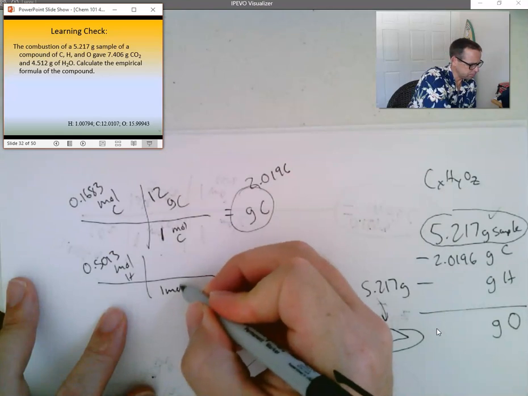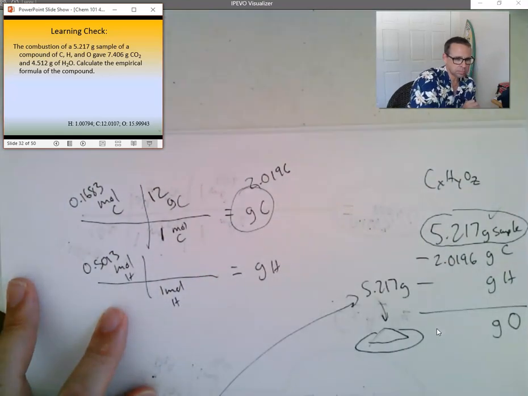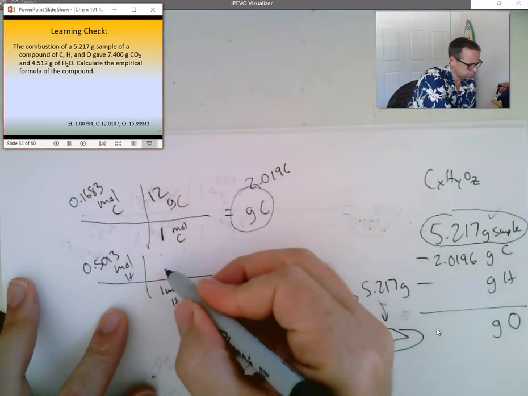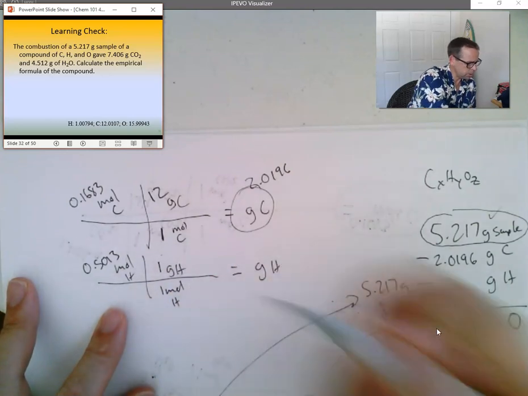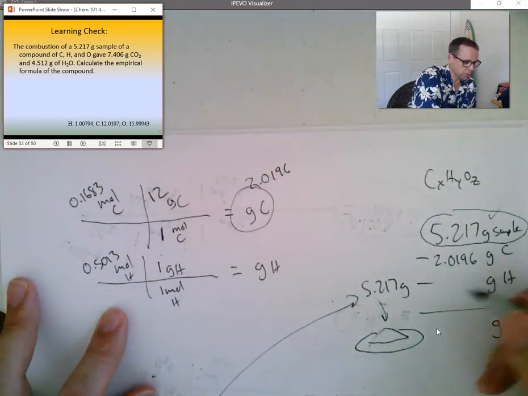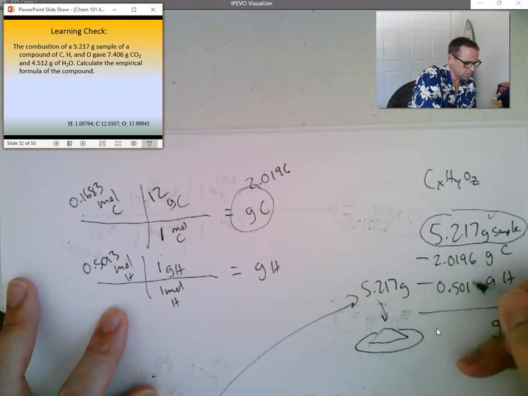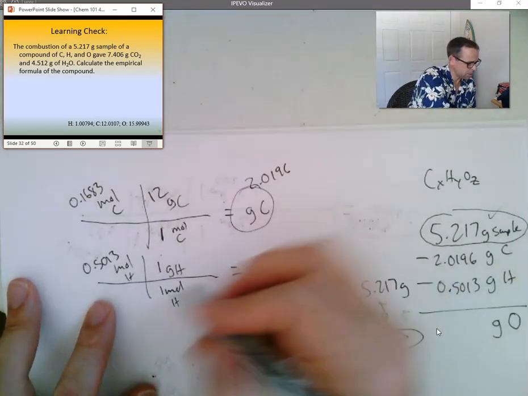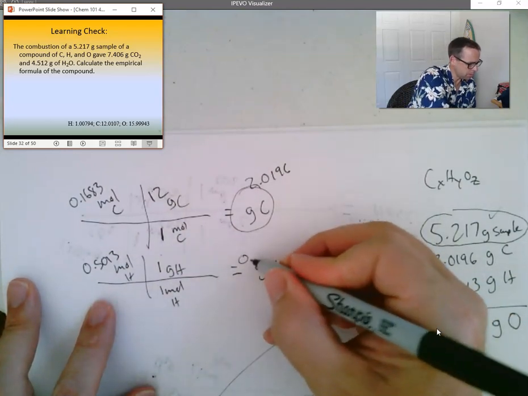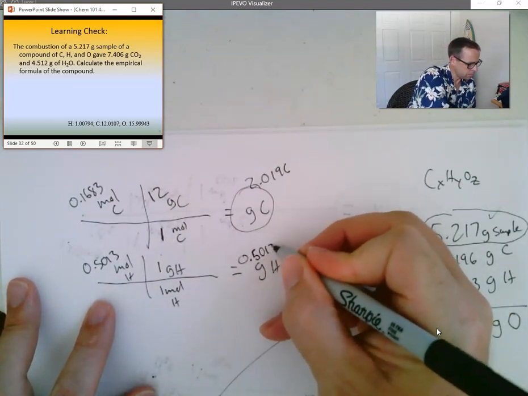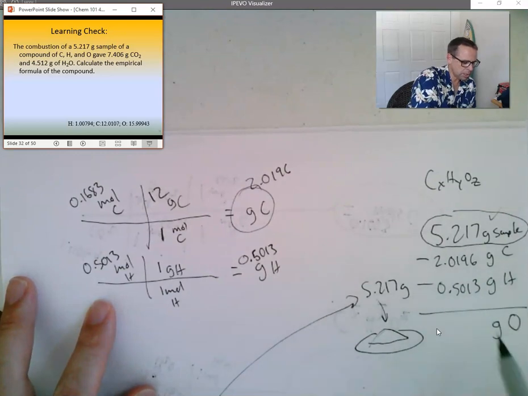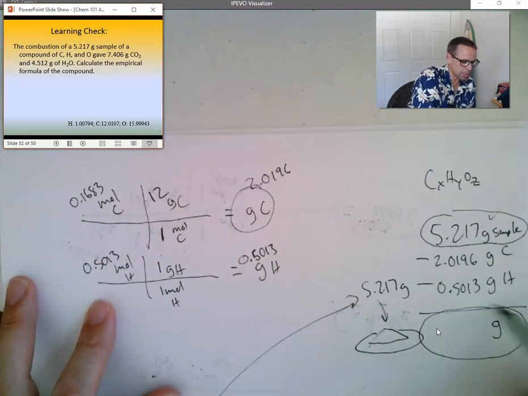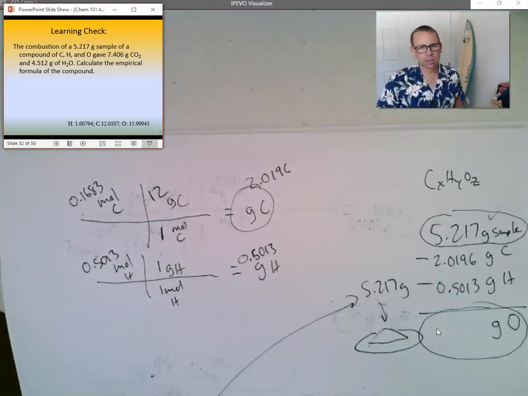Put moles of hydrogen bottom right, and then top right 1 gram of hydrogen. Very good. So it's just the 0.5013, huh? It's the same, because I just multiply by 1 and divide by 1. All right. Can you tell me how many grams of oxygen there must have been in that sample then? Can you get your calculator out and tell me that?